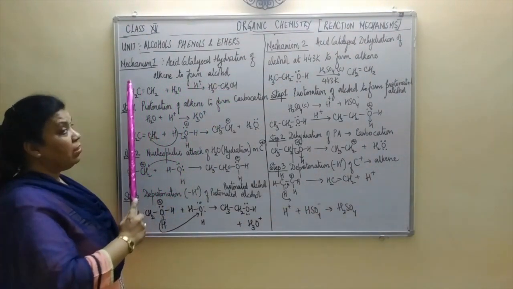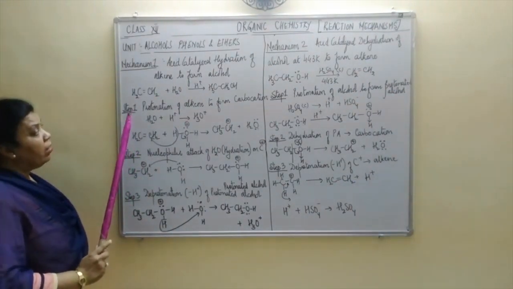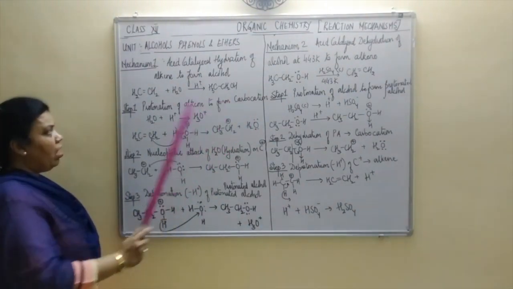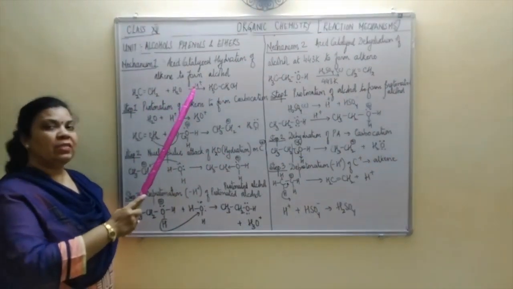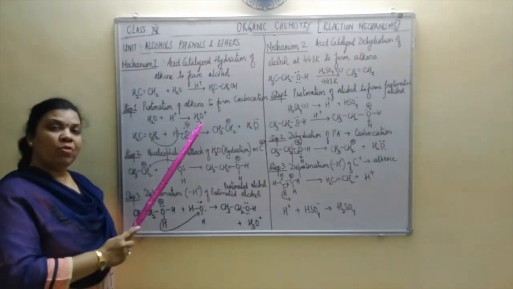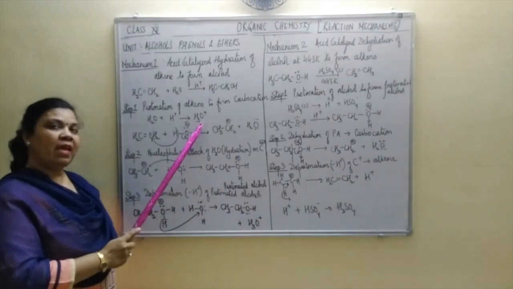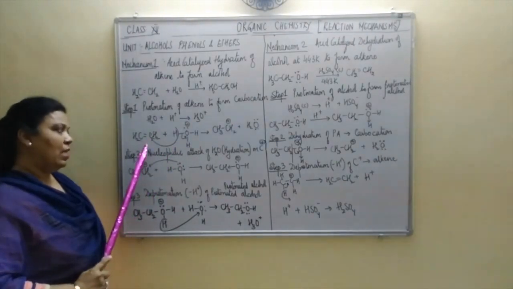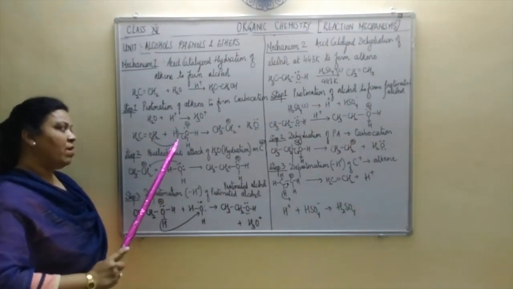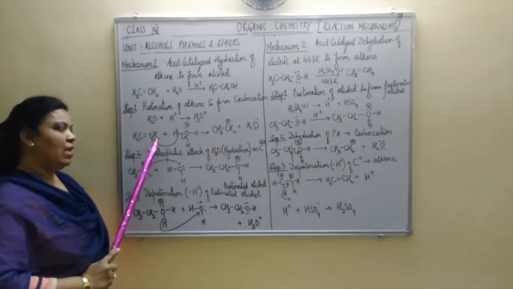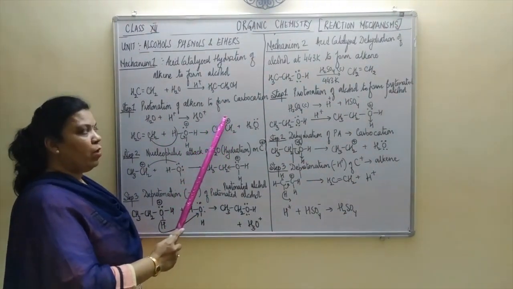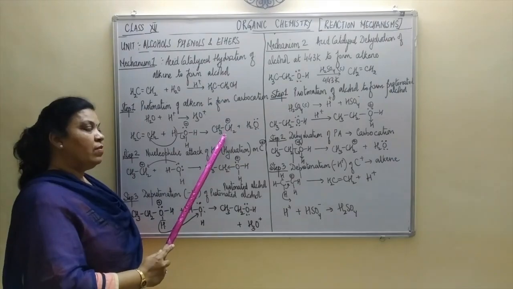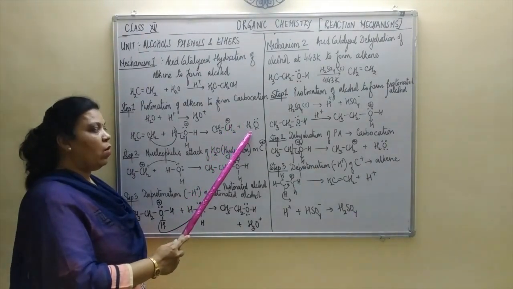So let us study the 3 steps involved in the mechanism. The very first step is the protonation of alkene to form the carbocation. Now what happens is that water reacts with the H+ ion, resulting in the formation of hydronium ion. This H3O+ ion is called hydronium ion. Now this hydronium ion attacks the alkene and the H+ ion of the hydronium ion goes to the alkene, resulting in the formation of a carbocation, along with water.